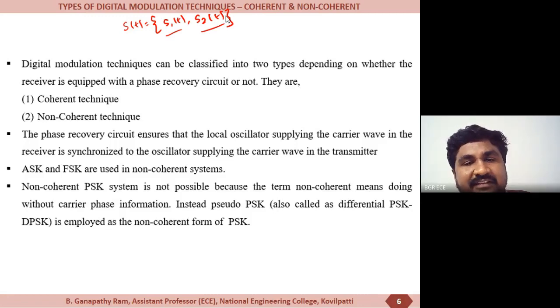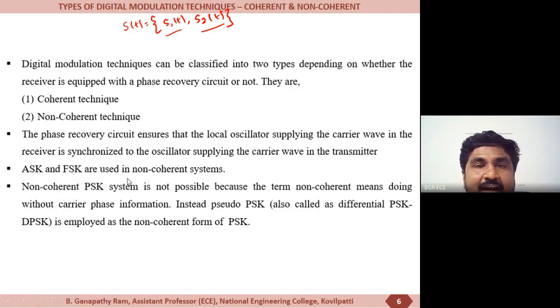In coherent type of receiver, there will be a phase recovery circuit present that ensures the local oscillator supplying the carrier wave in the receiver is synchronized to the oscillator supplying the carrier wave in the transmitter. Whereas in the case of non-coherent system, there will not be any match between the carrier phase in the transmitter as well as in the receiver. Instead, a pseudo PSK signal is deployed.